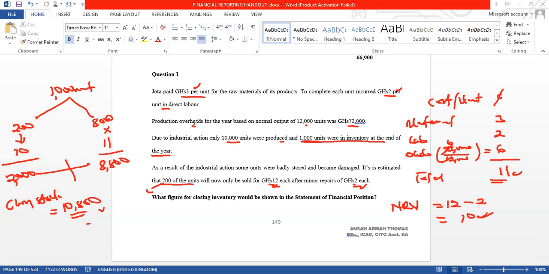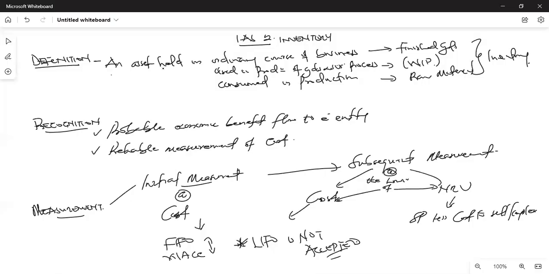It's not difficult at all. So always remember to take the lower of cost and net realizable value. That is the most important bit. All right, this part. Okay, so that is all from inventory.